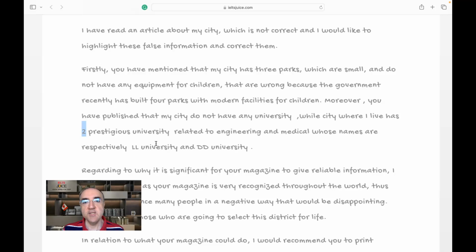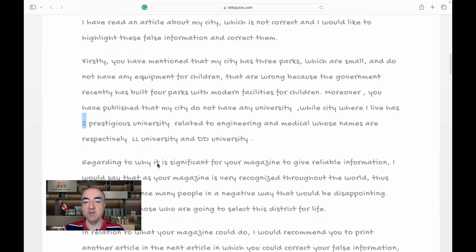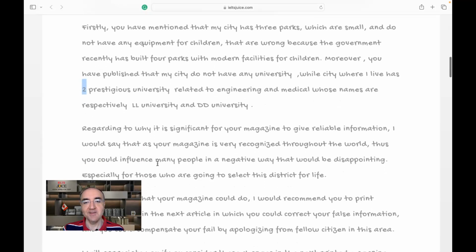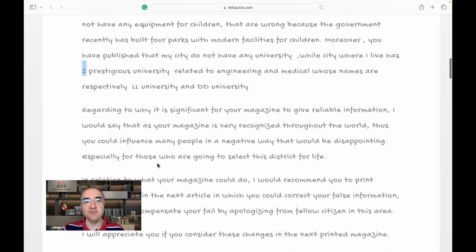Prestigious universities related to engineering and medical, oops, a dangling adjective, maybe medical science, or simply medicine. Medicine is the noun here that we need, related to engineering and medicine, whose names are respectively LL University and DD University. Beautiful, beautiful names. How can I apply for LL University?